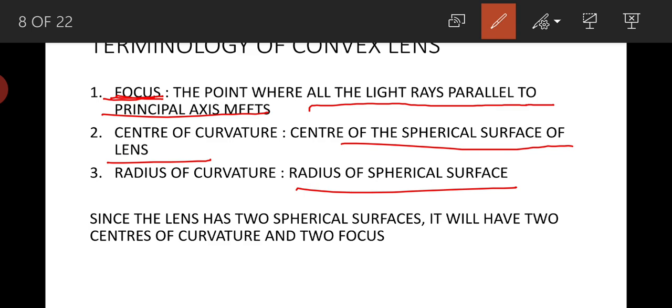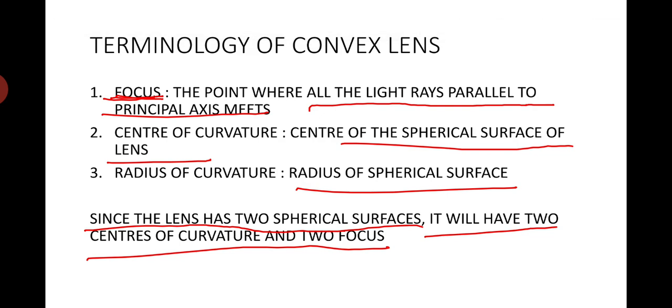Since a lens has two spherical surfaces, it will have two centers of curvature and two focuses.